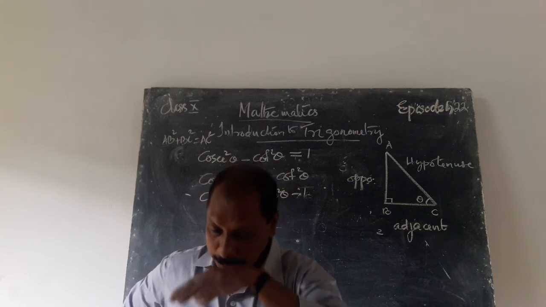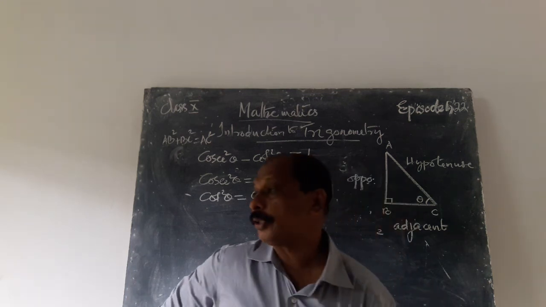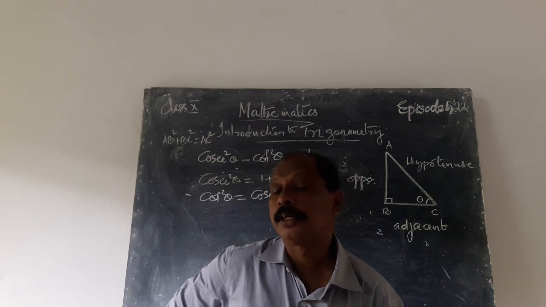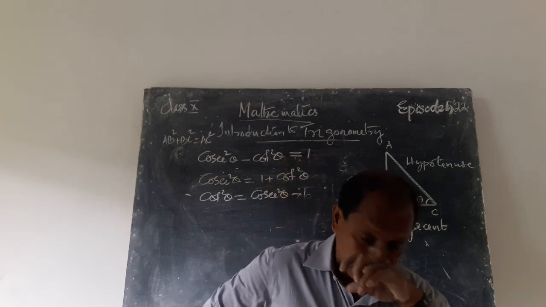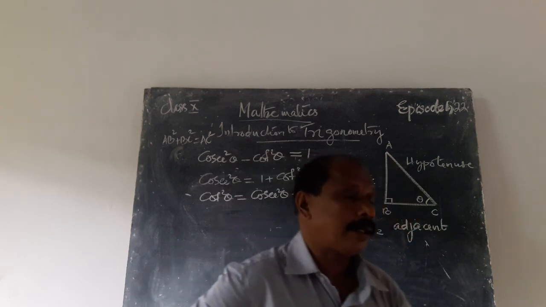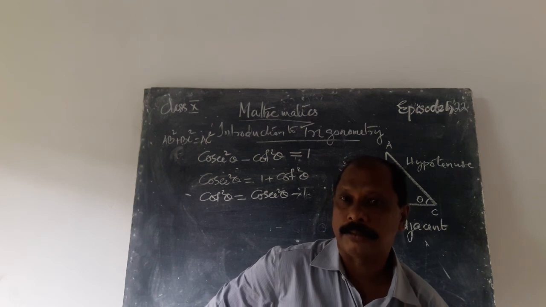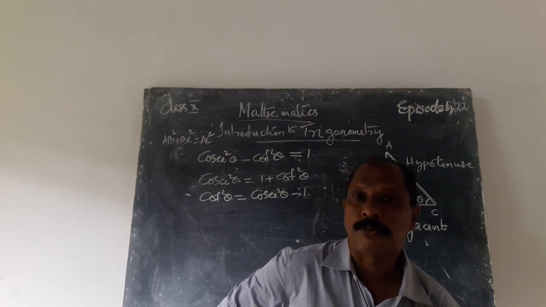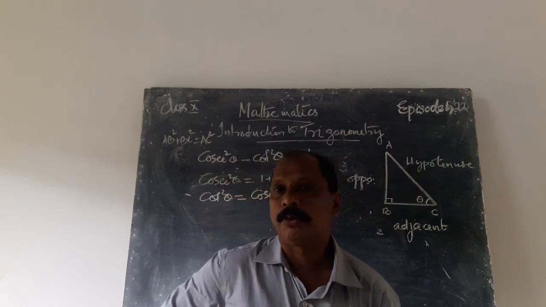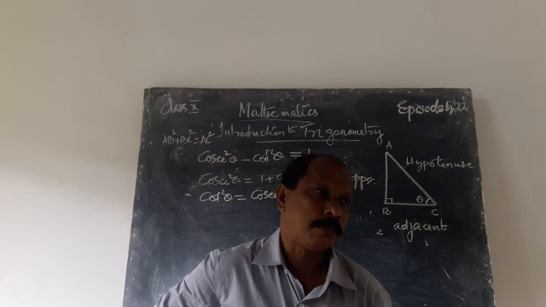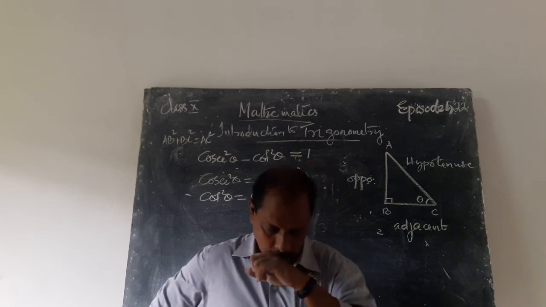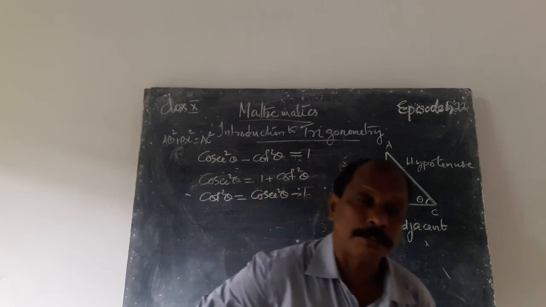And sec theta is the reciprocal of cos. Cos theta is equal to adjacent by hypotenuse. From figure it is BC by AC. Therefore, sec theta is equal to hypotenuse by adjacent side. From figure it is AC by BC. And tan theta is equal to opposite side by adjacent side, that is AB by BC. Therefore, the reciprocal, cotangent theta, short form cot theta, is equal to adjacent side by opposite side, which is BC by AB. These are the basic trigonometric functions and their reciprocals.